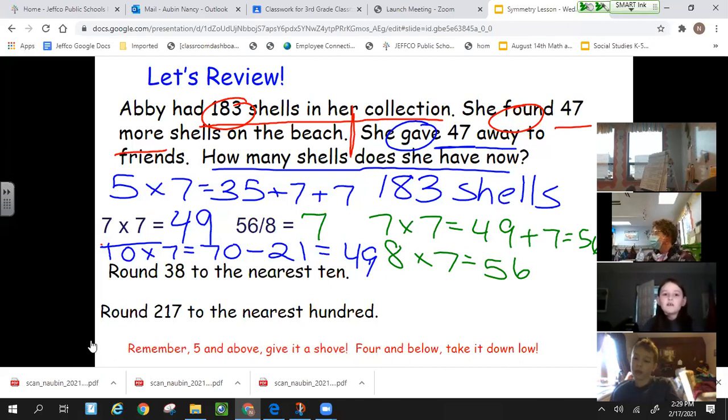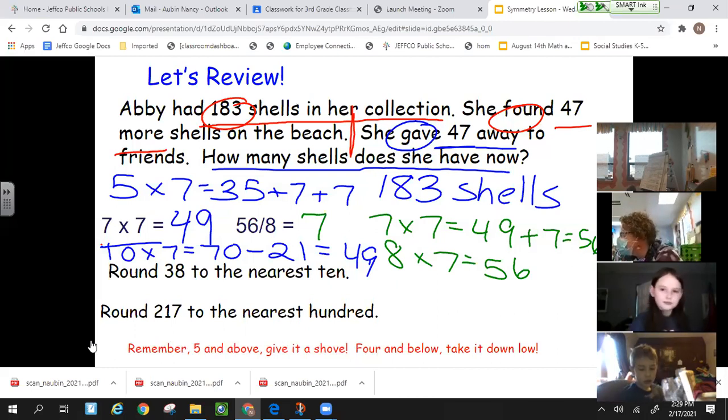Triangle, I love it. That triangle of that fact family. So Robert decided to use the inverse operation, but using multiplication, but first starting with what he already knew. So a combination of strategies there. Excellent. All right, round 38 to the nearest 10 and round 217 to the nearest 100.